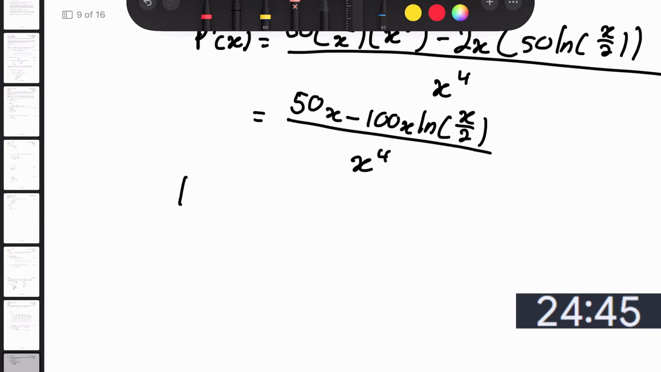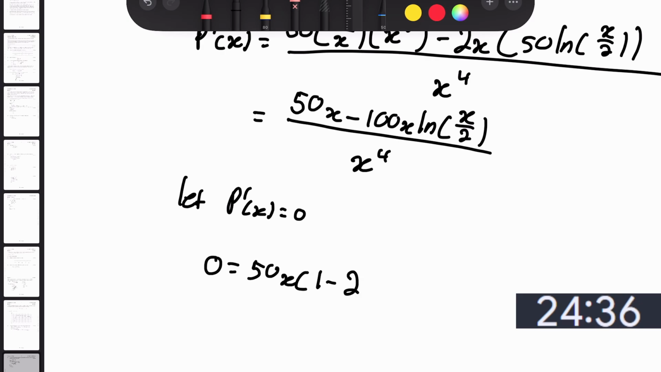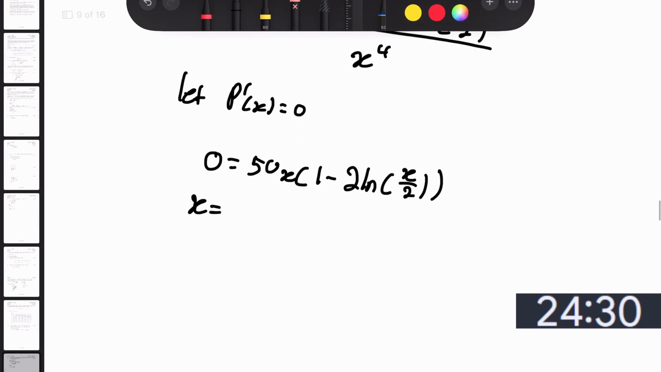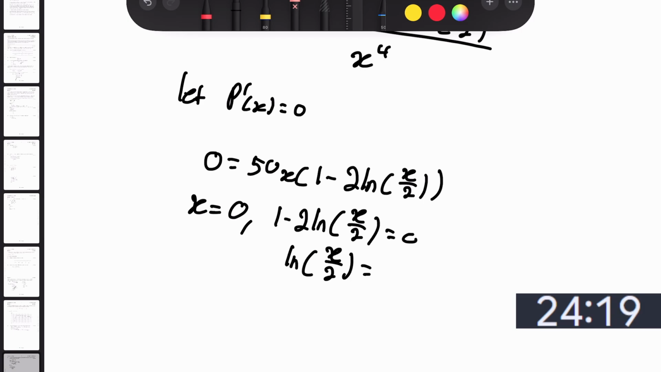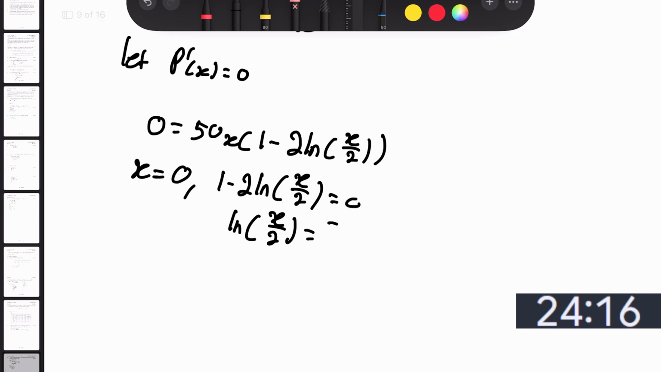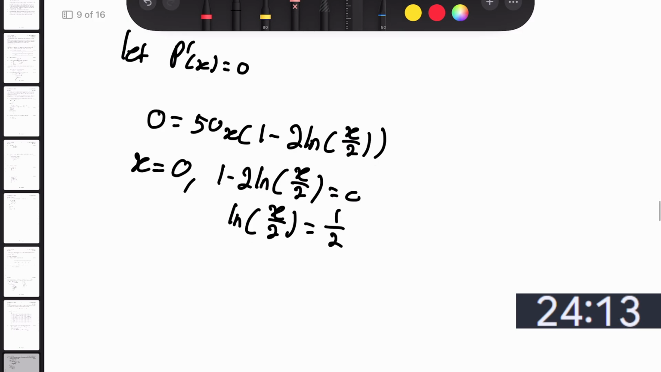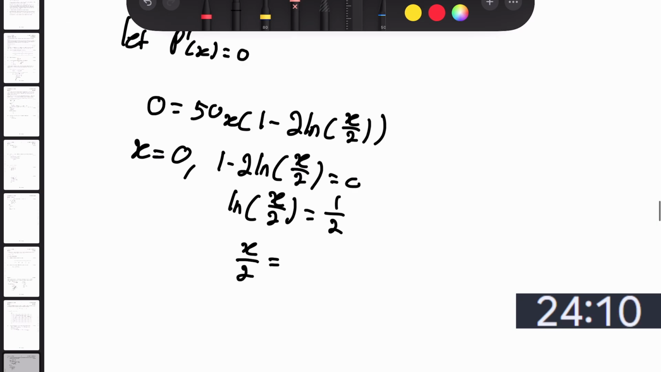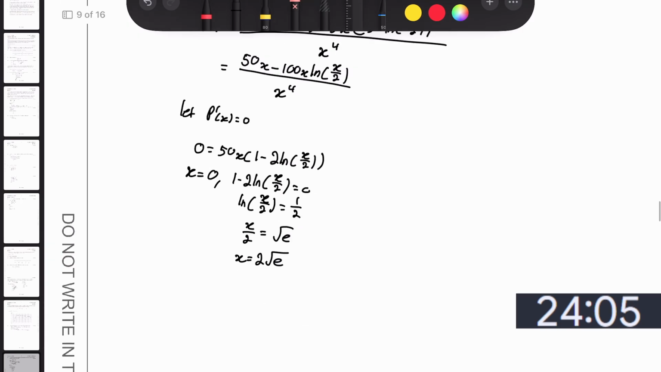Now let's set p dash of x equals 0, and 0 is going to be equal to 50x outside of 1 minus 2 ln of x on 2. So then x equals 0, or 1 minus 2 ln of x on 2 is going to be equal to 0. So then ln of x on 2 is going to be equal to 1 on 2. Then x on 2 is going to be equal to the square root of e. So x is equal to 2 times the square root of e.